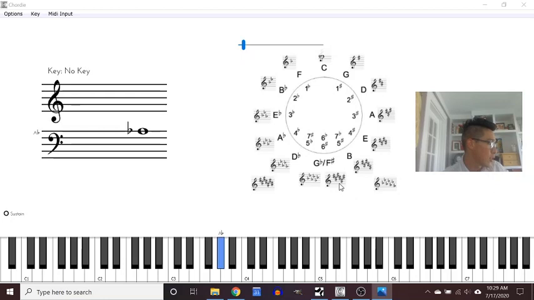F sharp, G sharp, A sharp, B natural, C sharp, D sharp, E sharp, which looks a lot like F, remember, E sharp, and then finally F sharp in our octave. So these are enharmonic keys. That's kind of what they're showing down here. 7 sharps is the same as 5 flats.